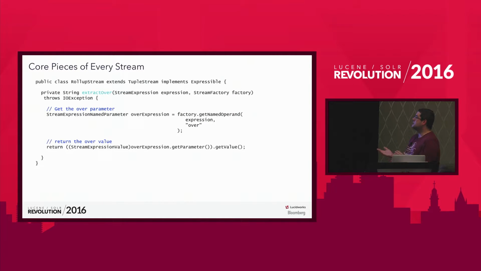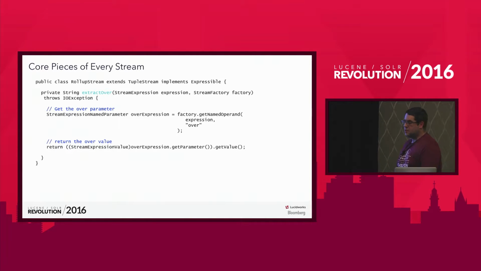Okay, so the extract over is pretty simple. It's just a named parameter. So the factory has a method called getNamedOperand, right? We give it the expression and what the name is, and then it's going to give us a stream expression named parameter. And then we're just going to get the value out of that, because for example's sake, let's imagine that the rollup stream only accepts a single field that it's going to roll up over. In the real code, it can accept multiple fields, but for this, we'll just pretend it's one. So it'll get just a string that's the field name, and then return that.